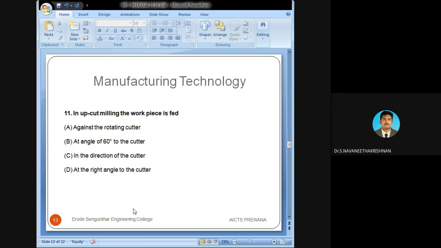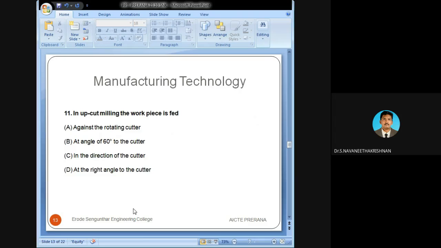One of the metal removal processes is milling. That is, the top surface of the metal will be removed by using the milling cutter. So here in upcut milling, how will the workpiece be fed against the tool? That is the question.